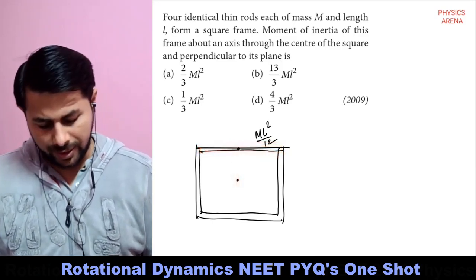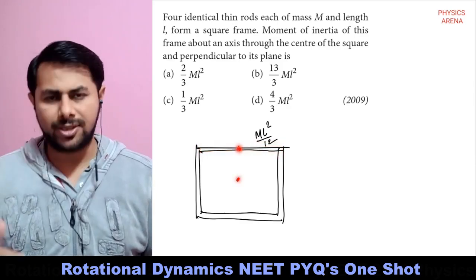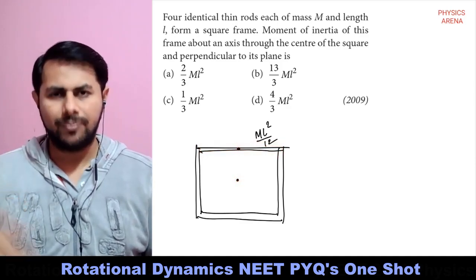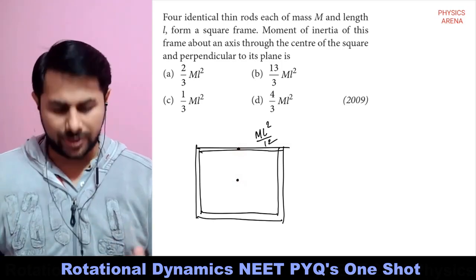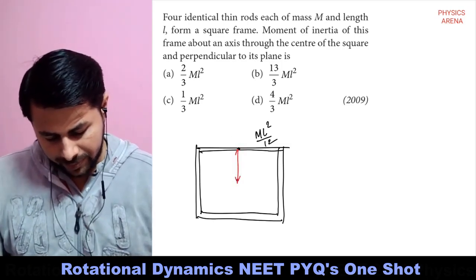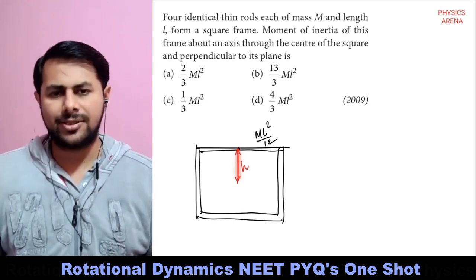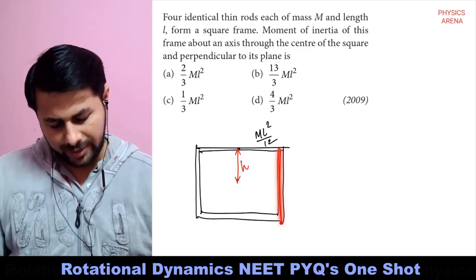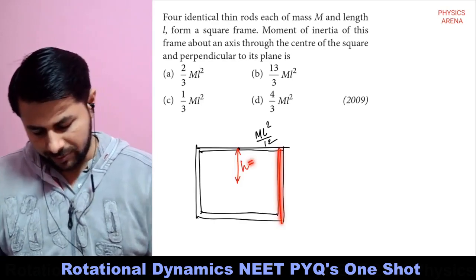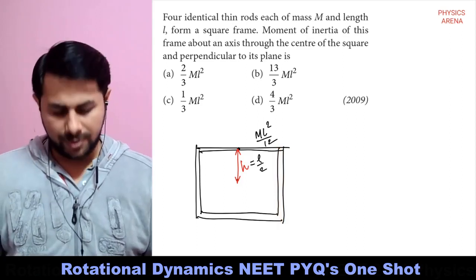The two axes, the axis passing through this point as well as this point, are parallel to each other. So you can use the parallel axis theorem. This distance is h. How much will this distance be? If this length is L, this distance will be L by 2, right?